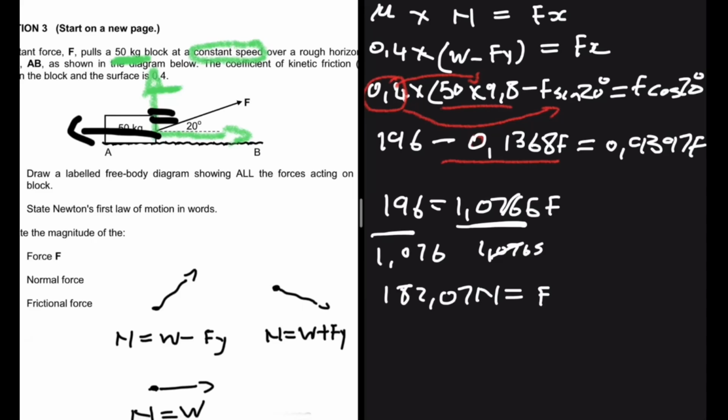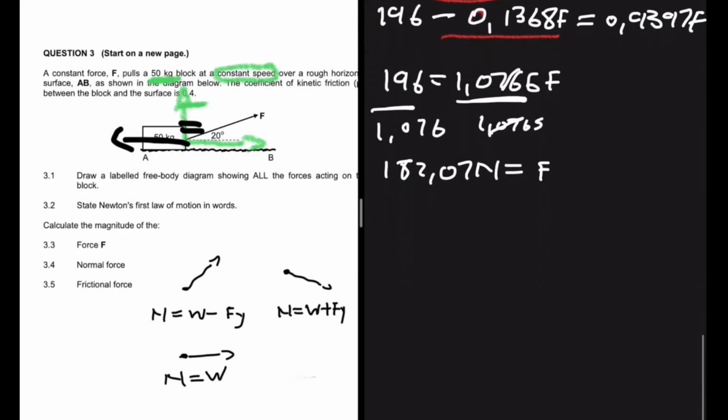So the force applied is 182.07 newtons. Let's move to 3.4, where we're looking for the normal force, right? So we've already deduced that in this situation, the normal force should be equal to the weight minus the force applied, the y component of the force applied.